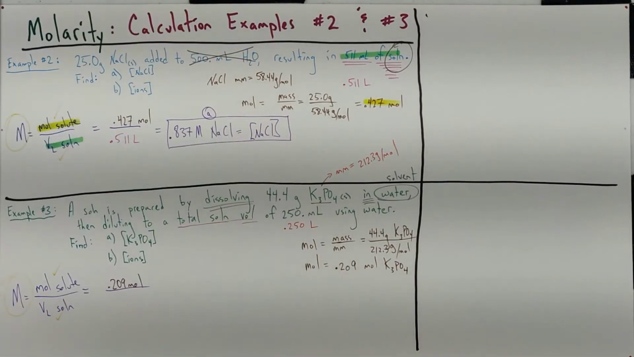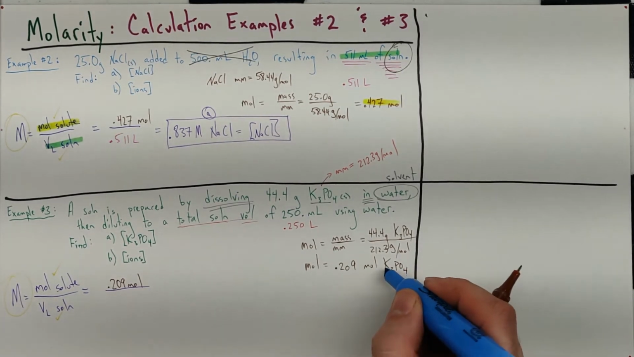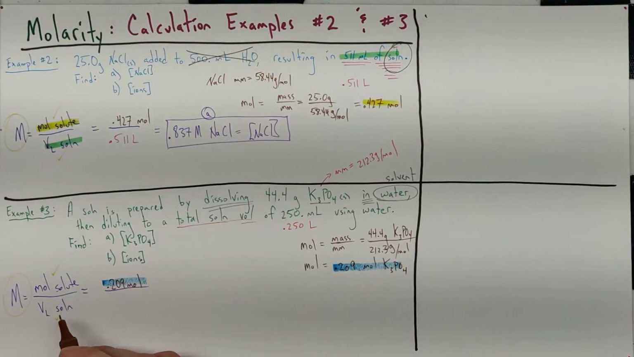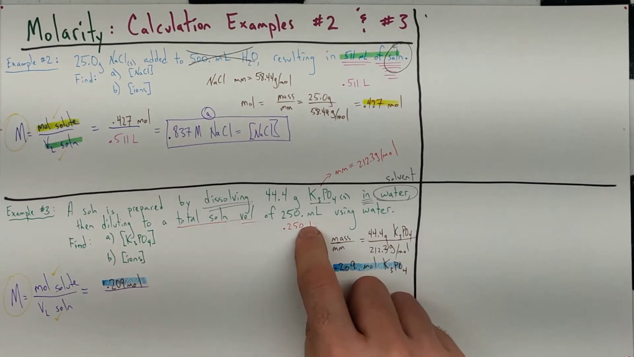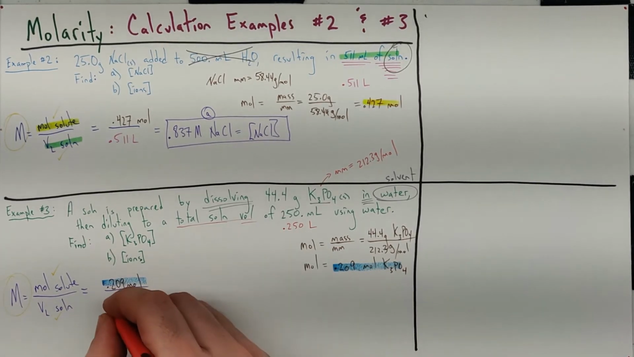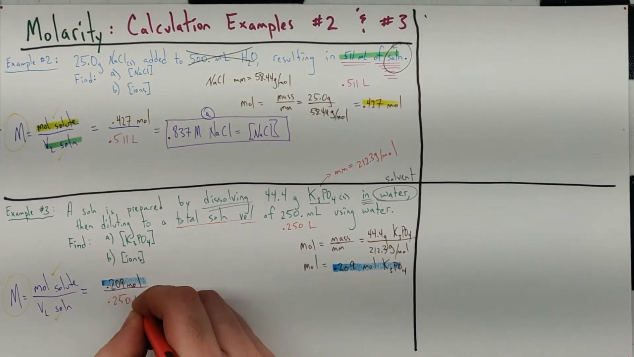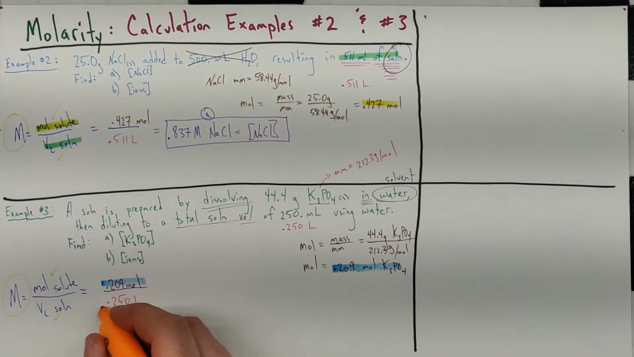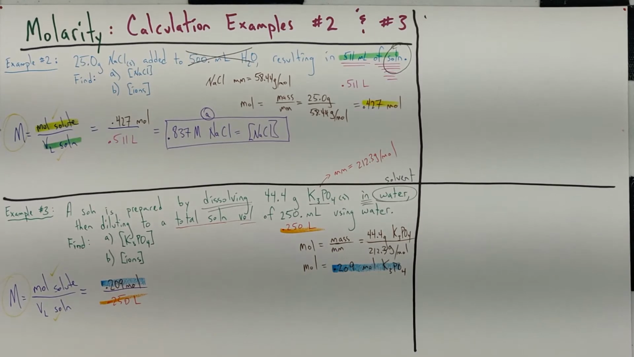Now, I've learned a fatal flaw of these new pens. They seem to blur very easily from the highlighters. Our volume in liters of the solution, we wrote it right here as 0.250 liters. 0.250 liters. And we'll see if we can say where that came from.